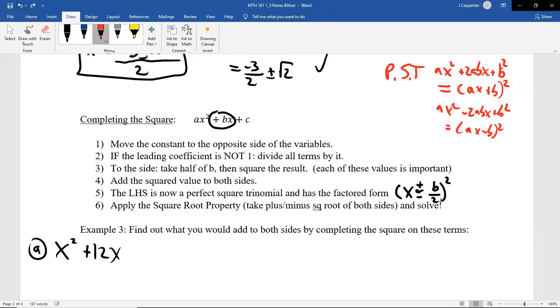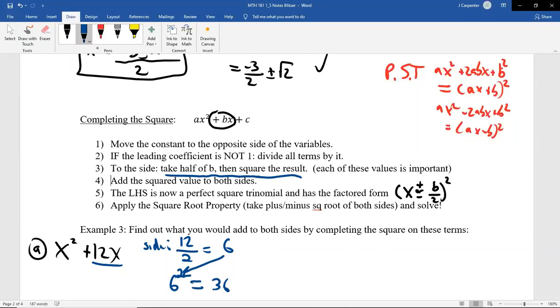All right, so to the side, you take half of the number in front of x. That's what that says. Take half of the number in front of x. So we take the 12 and we half it, which is 6. Then what we do is we take that value, so we take this 6, and we're going to square it. So we take the 6 and we square it, and 6 squared is 36. That's all I'm asking for this problem.